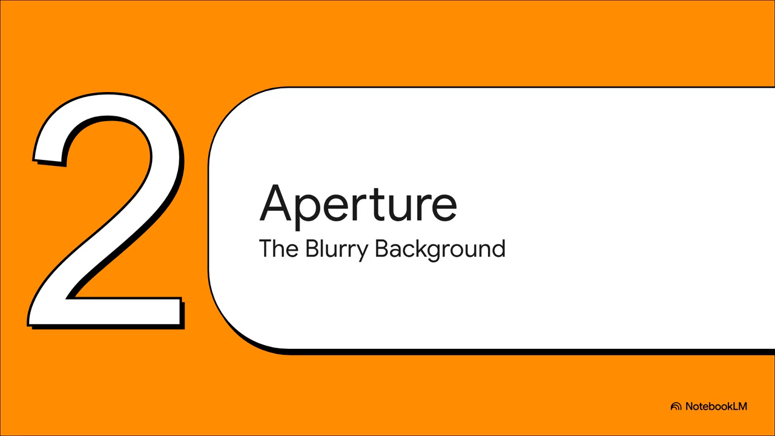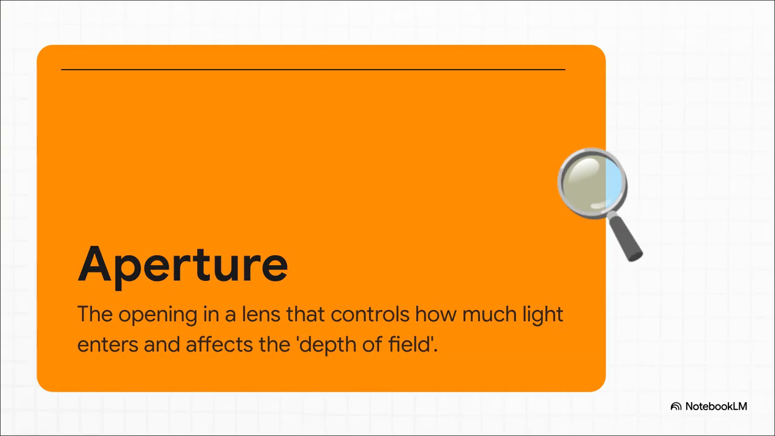All right, let's kick things off with aperture. This is, hands down, one of my favorite settings to play with because this is the secret sauce. This is how you get that gorgeous, creamy, blurry background that makes your subject just pop. So what is aperture? It's basically the pupil of your camera's eye. It's an opening inside the lens that can get bigger or smaller. And it does two really important things.